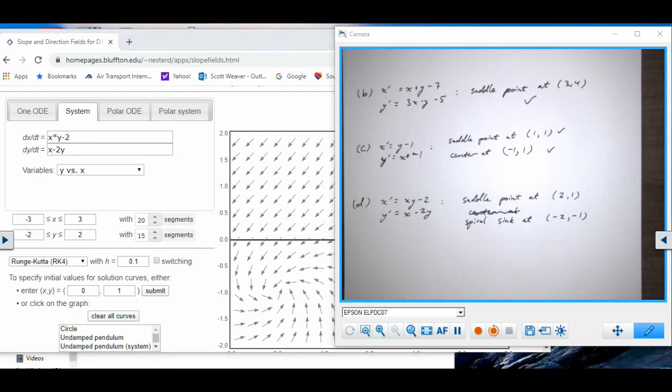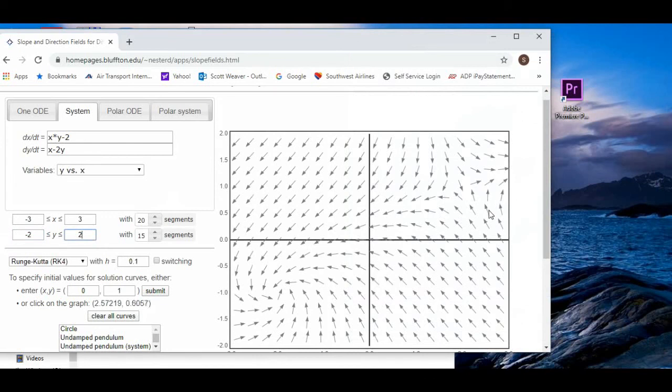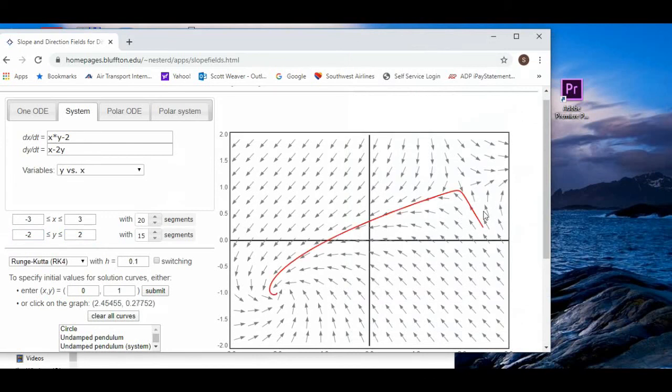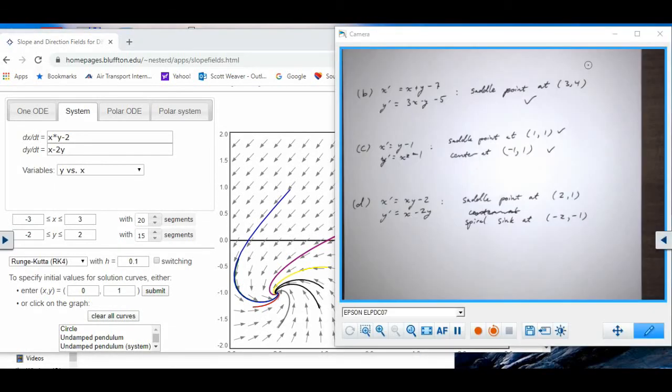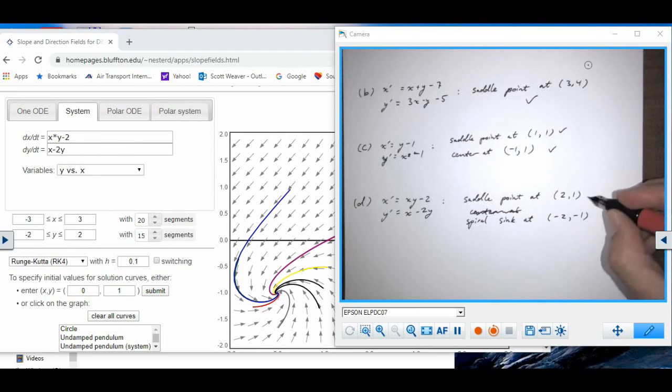So we are expecting a saddle point at 2, 1, and sure enough, there it goes, being a saddle point. And we're expecting a spiral sink at negative 2, negative 1, and there it goes, being a spiral sink. So sure enough, we have once again Bluffton-approved confirmation of this and this.